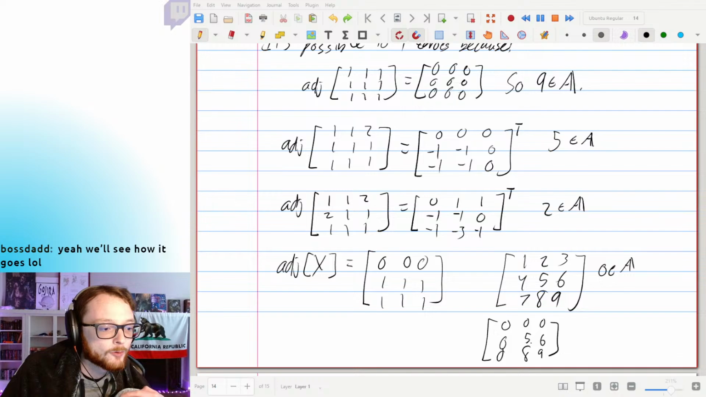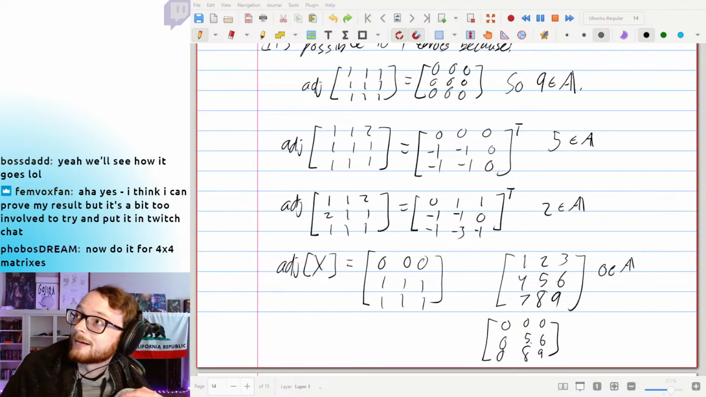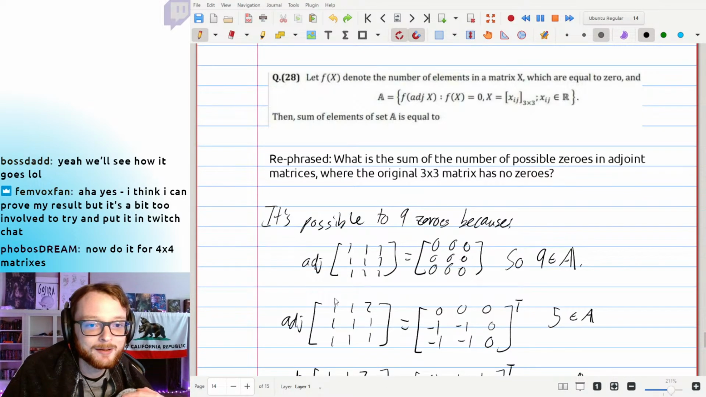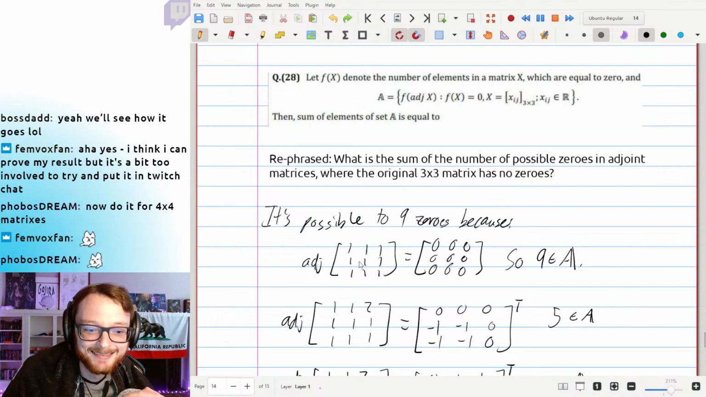You think you could improve your result to try and put it in Twitch chat? All right. Do it for 4x4 matrices. As long as Fenbox's thing still applies, I don't think that'd be that bad, Phobos. I just don't know how. No, yes.